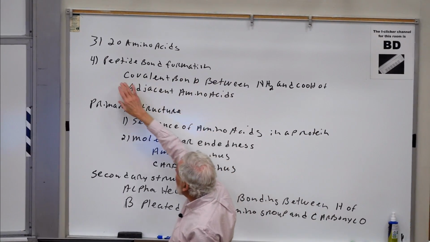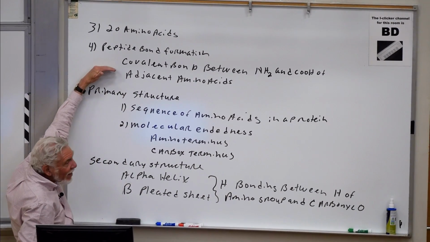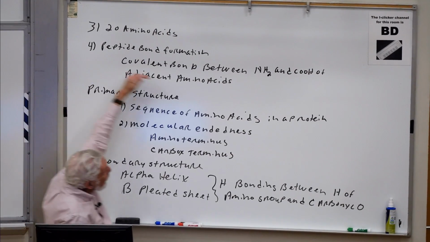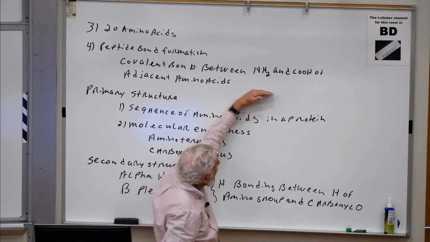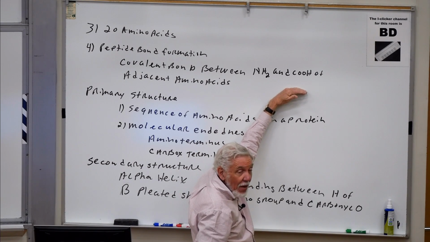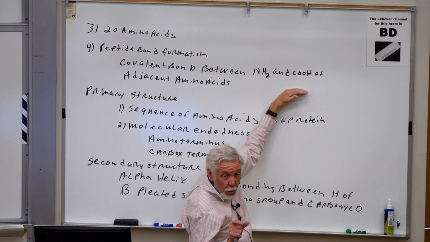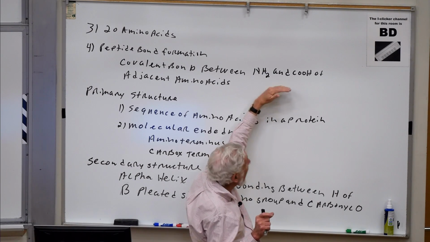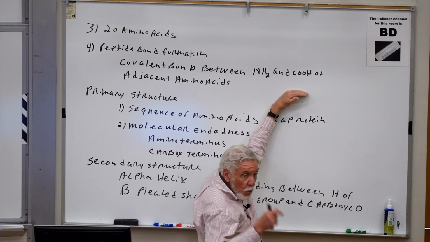The peptide bond is a covalent bond that forms between the nitrogen on the amino group of one amino acid and the carboxylic acid carbon, the carbonyl carbon, of the neighboring amino acid. So now we're going to be sharing electrons between the nitrogen of one amino acid and the carbonyl carbon of the neighboring amino acid. And we can do this over and over again.